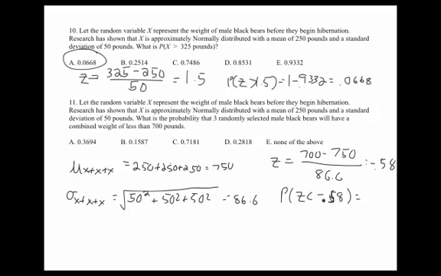Which would be 0.2810, which should be D. The 0.2818 I think comes from an unrounded version, but because I ended up rounding my standard deviation, that's where I ended up with the 0.2810.